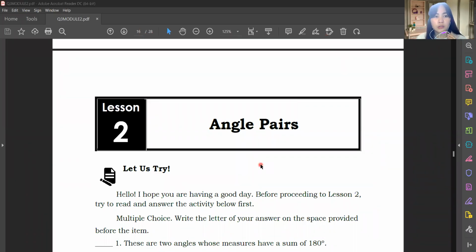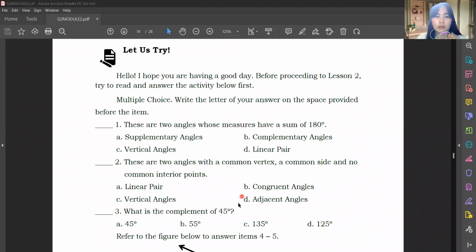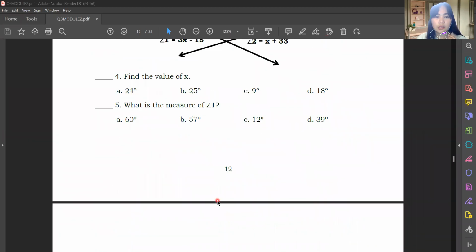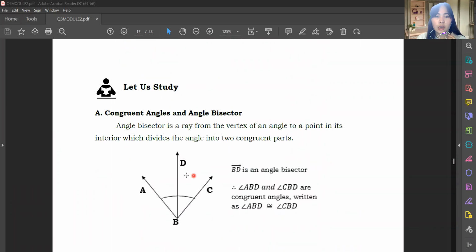Good day, everyone. So let's continue discussing your Module 2, Lesson 2, which talks about angle pairs. In this lesson, let us try to discuss your first part, which is congruent angles and angle bisector. An angle bisector is a ray from a vertex of an angle to a point in its interior which divides the angle into congruent parts.